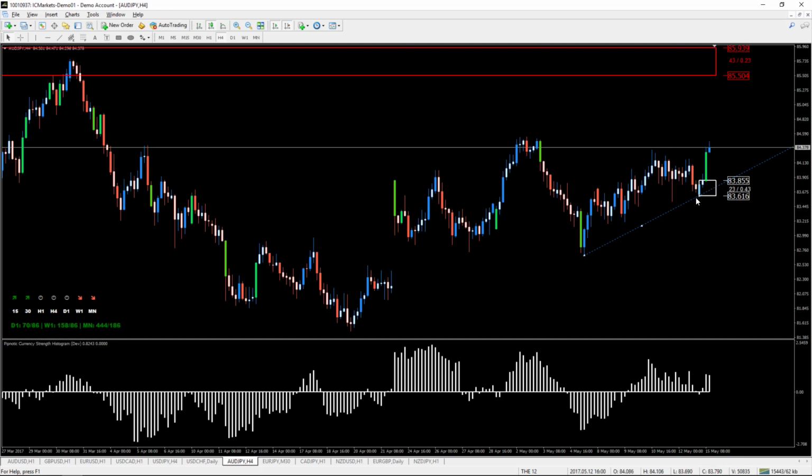Actually, this one should go about right here. That's ugly. We'll put it there, like that. So this is pretty interesting. If price comes back down there, or to an area that lines up nicely with this upward sloping trend line, then we could consider jumping in there.